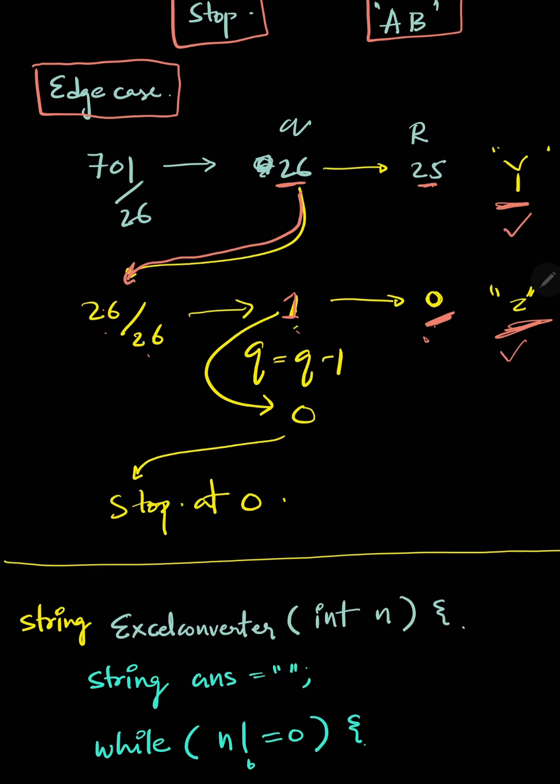Now the quotient will become quotient minus 1. That will be 1 minus 1, which is 0. And now at 0, we have to stop. Now this could have been something else also, right? This could have been 0, this could have been 3. The quotient can be 3, but that's not the case here. So it's 1, it's 26. So that's why it's 1.